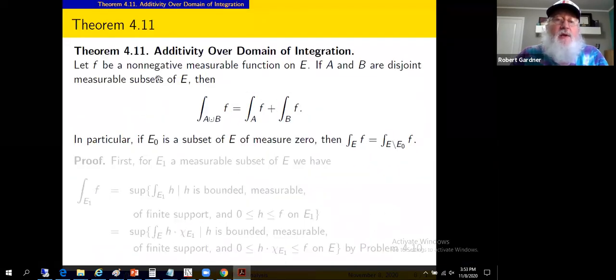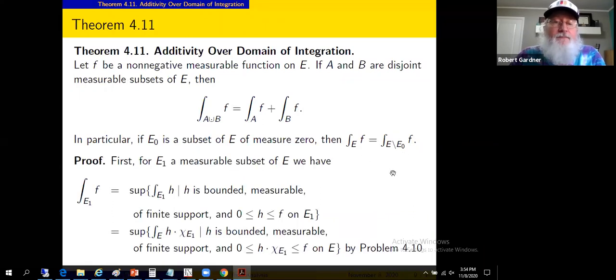It says, let f be a non-negative measurable function on E. If A and B are disjoint measurable subsets of E, then the integral over the disjoint union of f is the integral over A of f plus the integral over B of f. If E sub 0 is a subset of measure 0, then the integral over E of f equals the integral over E set minus E sub 0 of f. If you throw out sets of measure 0, that doesn't affect the values of integrals. All right.